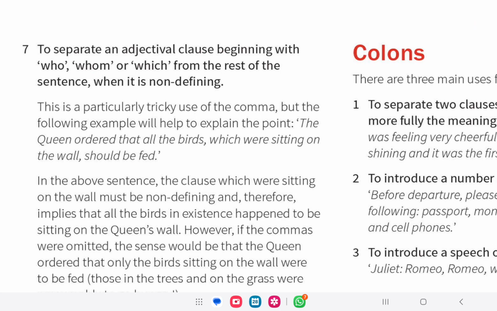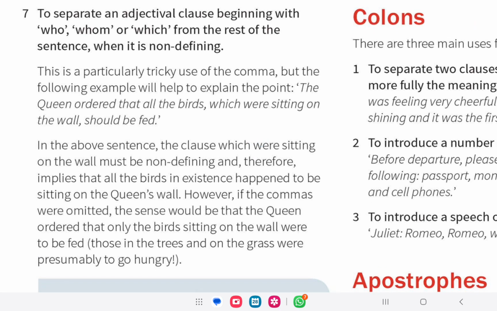be fed. I'm not going to explain that sentence because they have told us that this is tricky, so it will become too difficult for you to understand. We will discuss this when we do phrases and clauses. There I'll explain this in detail. But remember, when you have different phrases or different clauses in a sentence, we separate them and we put a comma to separate them.